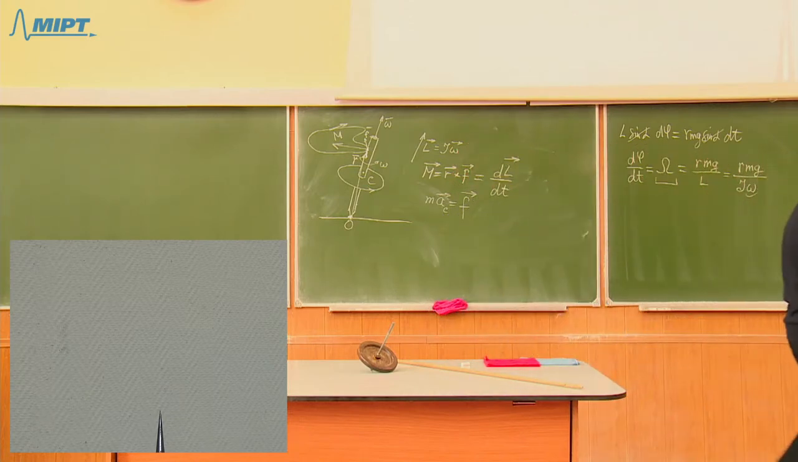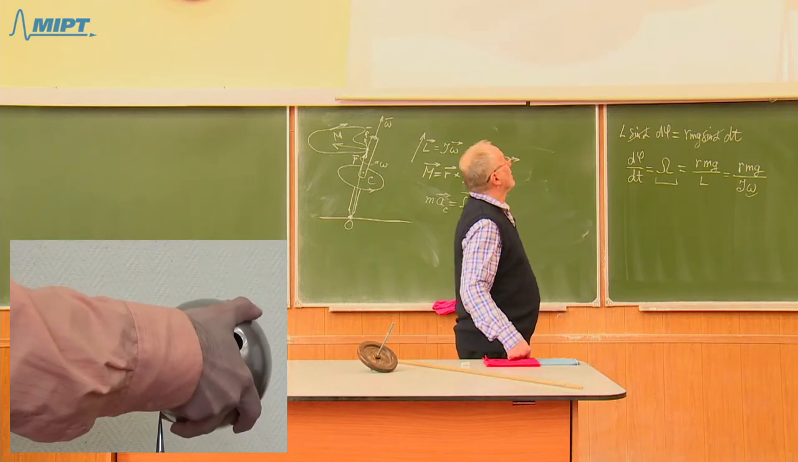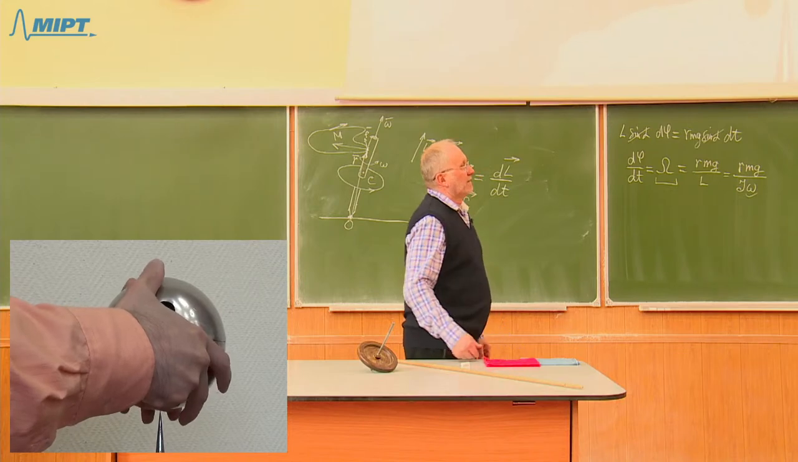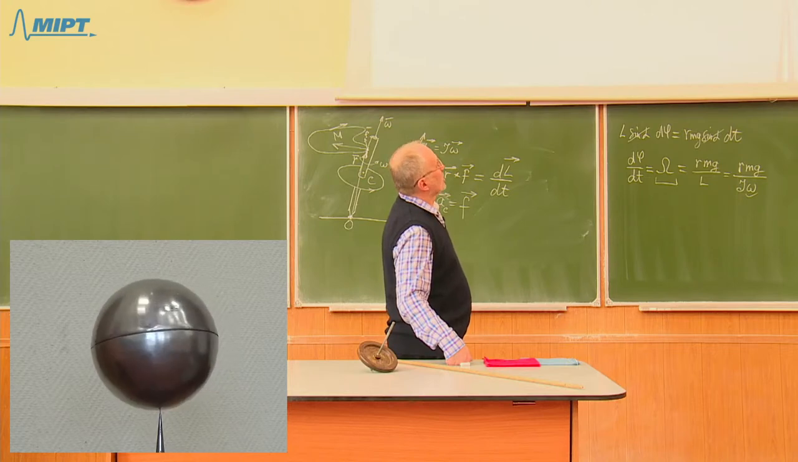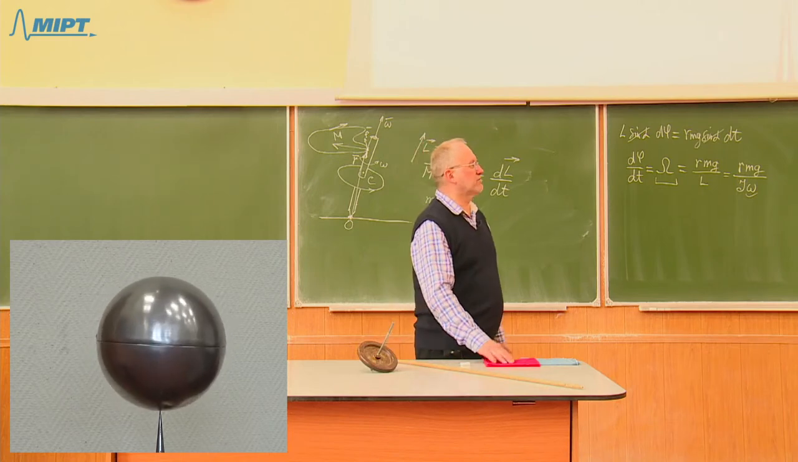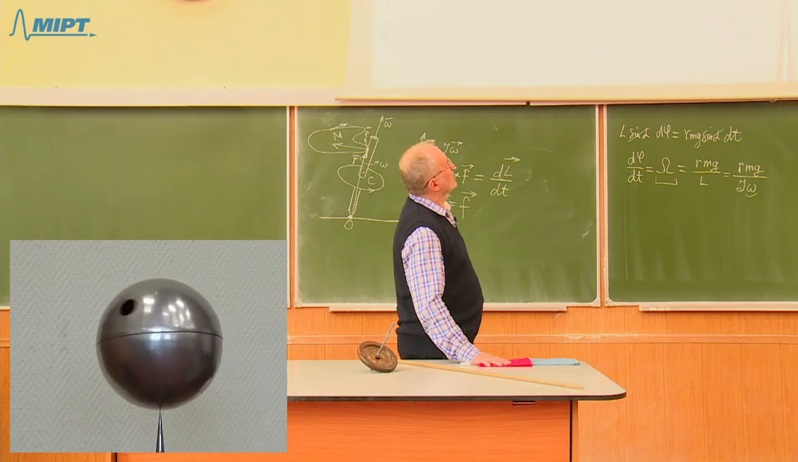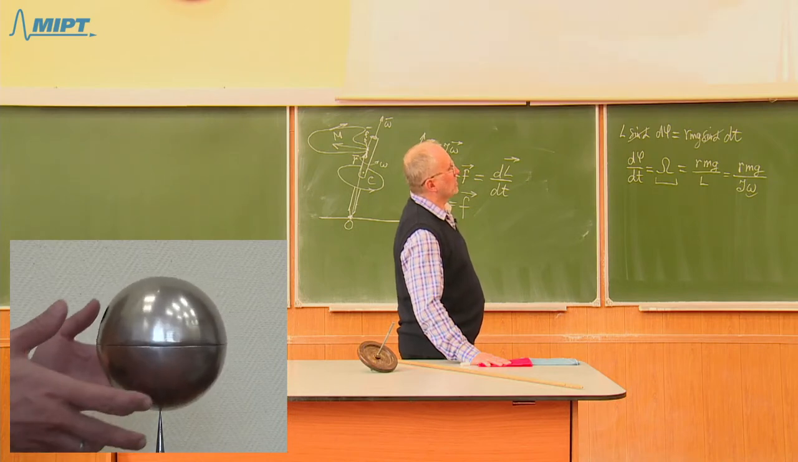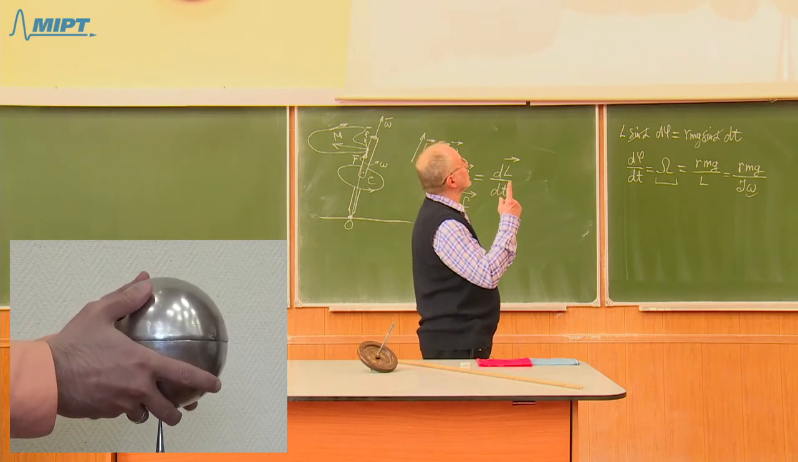Now we will consider another interesting experiment, which you can see on the screen. There is a ball, and a gyroscope is inside the ball, and the gyroscope is rotating at very high velocity here, about 30,000 revolutions per minute, that is about 500 revolutions per second. And so the gyroscopic effect makes this ball stable on a very thin needle on which it stands.